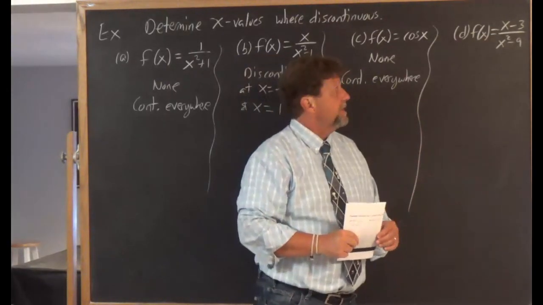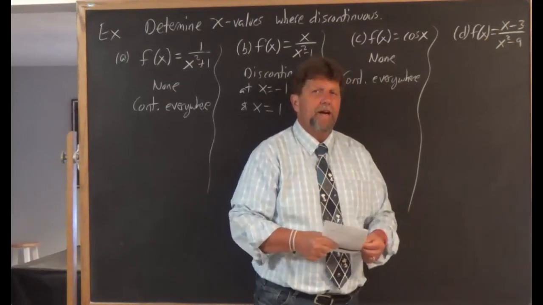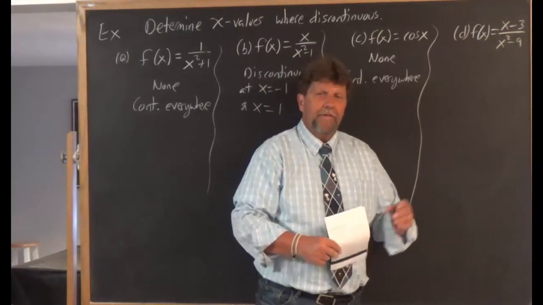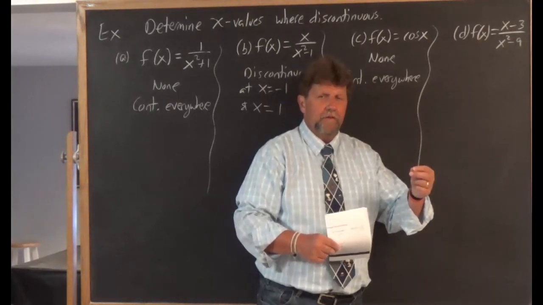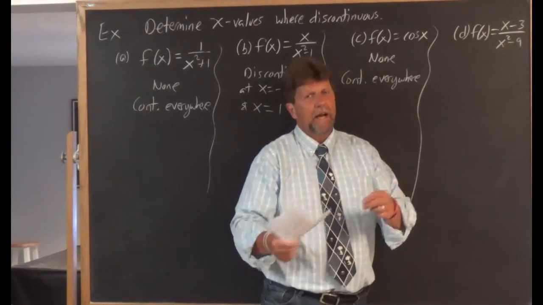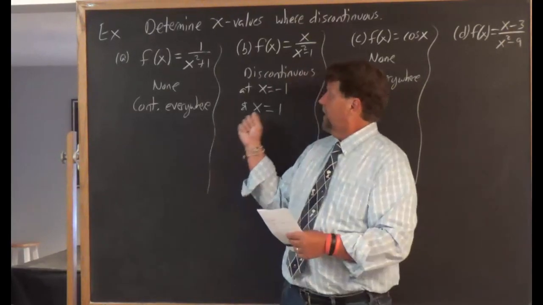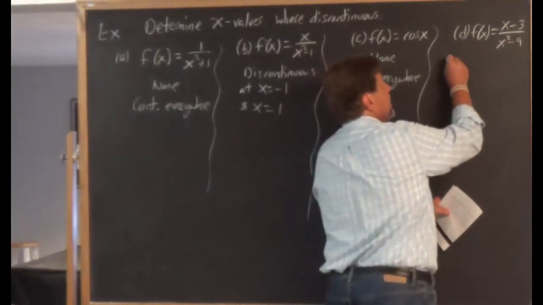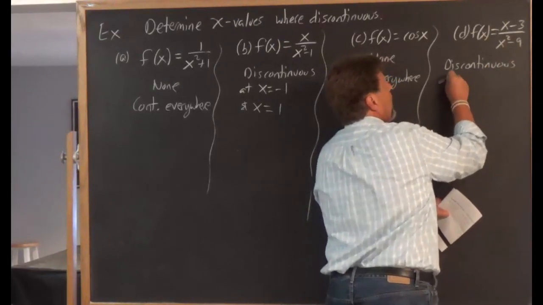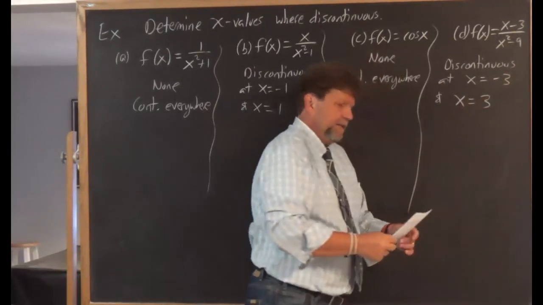Part D, the function is (x - 3)/(x² - 9). Are there values of x that would make the denominator 0? Sure there are. -3 and +3. The function is undefined at -3, so it's not continuous there. The function is undefined at 3, so it's not continuous there. Those are the two values of x that would make the denominator 0. So just like in part B, this function is discontinuous at x equals -3 and at x equals 3.